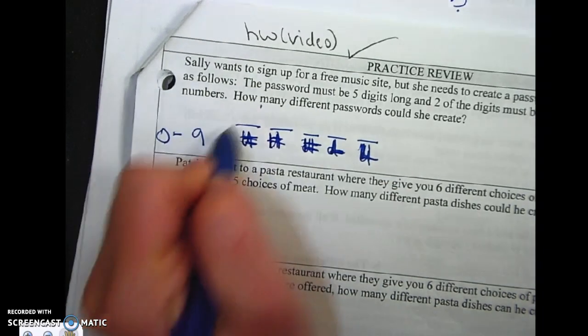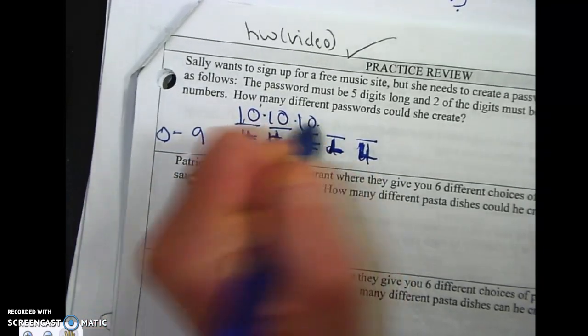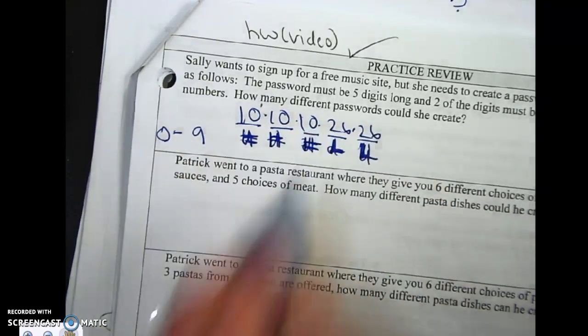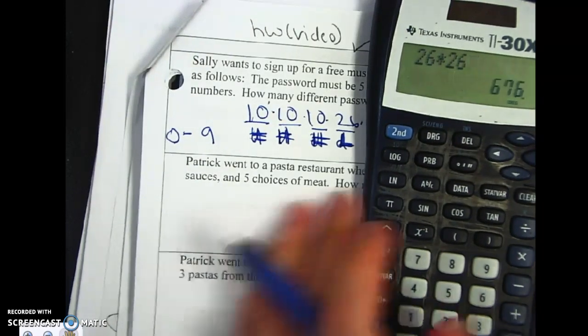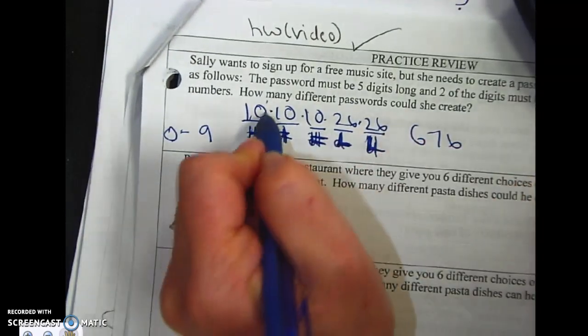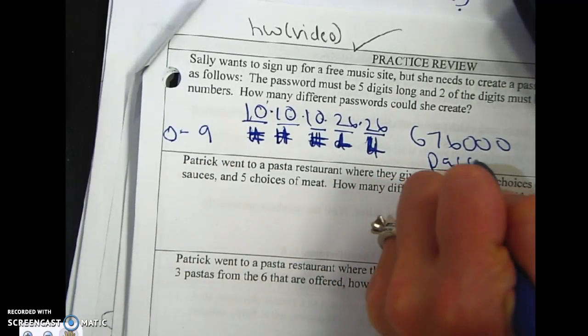So how many numbers are there? 0 through 9? 10 times 10 times 10. How many letters? 26 times 26. So I just go 26 times 26. 676. 1, 2, 3. 3 zeros. And it looks like 676,000 passwords.